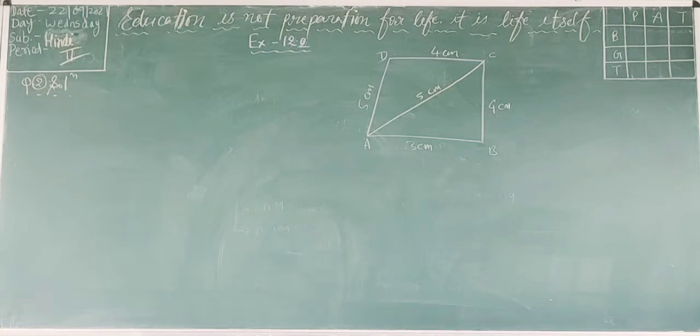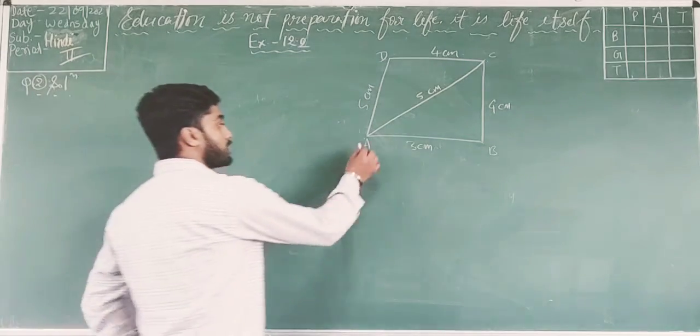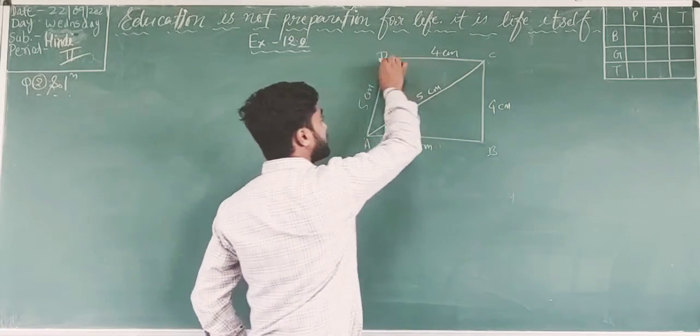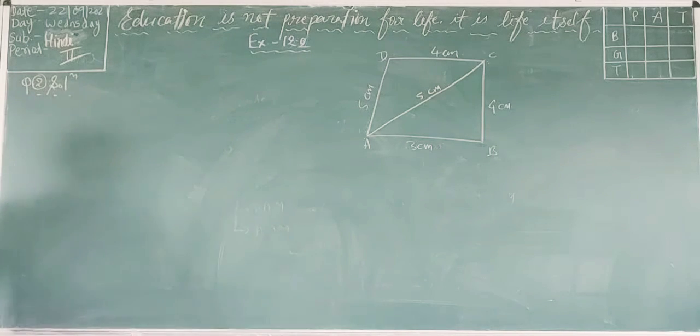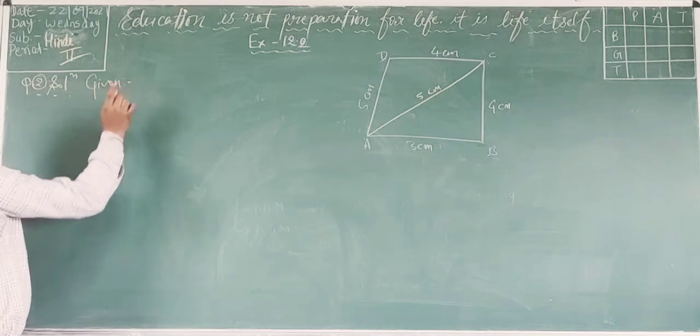That AC is its diagonal and which is of 5 centimeter. So what we have to find? We have to find the area of quadrilateral ABCD. So firstly we have to mention given part. What is given here?